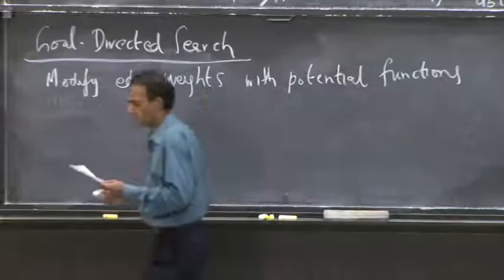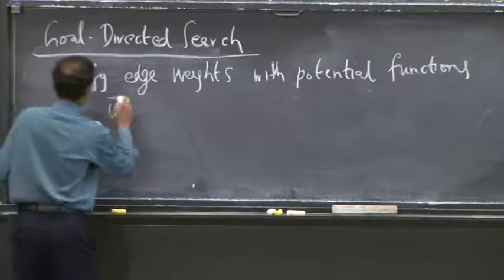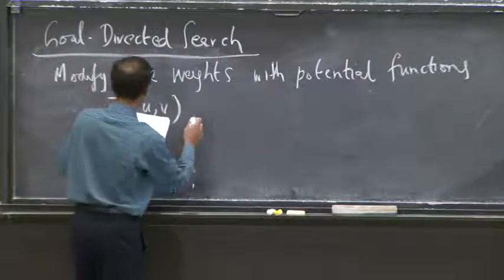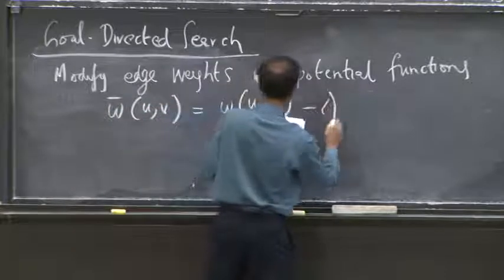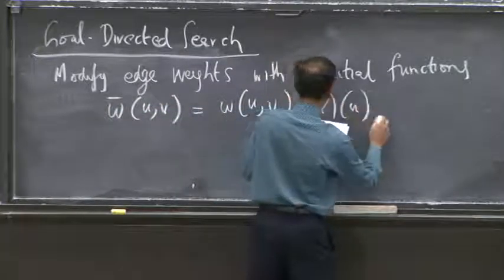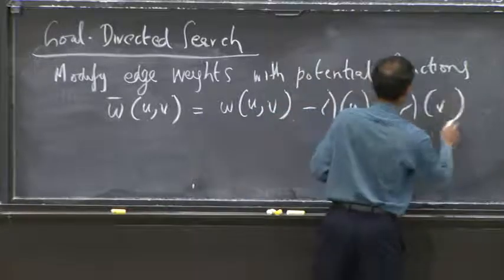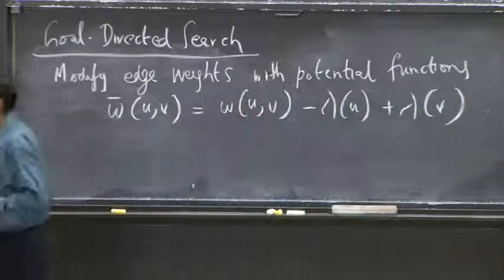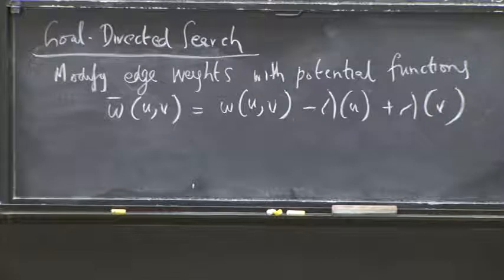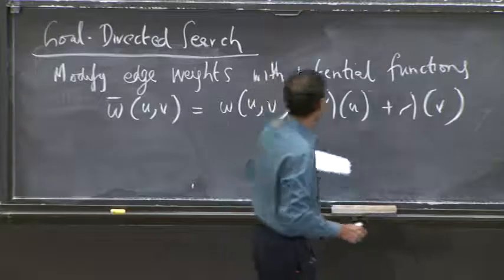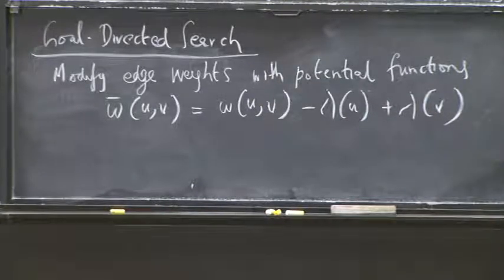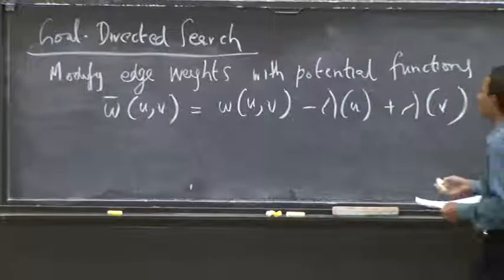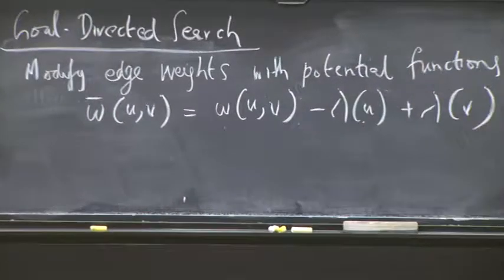Okay. So we're going to modify the edge weights, and we have to be careful when we do this, obviously. We don't want to do things that are incorrect. But the way we're going to modify the edge weights is by having some sort of potential function that corresponds to lambda. And if the edge is between u and v, then given a lambda, the new w, w bar, is w_uv minus lambda_u plus lambda_v.